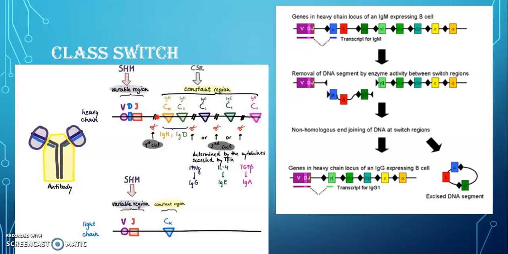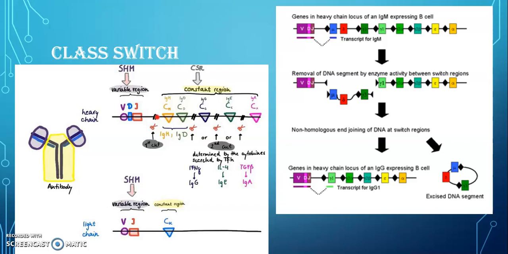So class switch is a process which switches from the expression of IgM to a different Ig, so it could be IgA, IgD, IgE. This switch happens in the switch S region upstream from the CH region. In order for this to happen, the B cell must receive a signal from CD40 or B cell toll-like receptors in order to engage in class switch. These cytokine signals received by the B cells determine which class of Ig will be made.